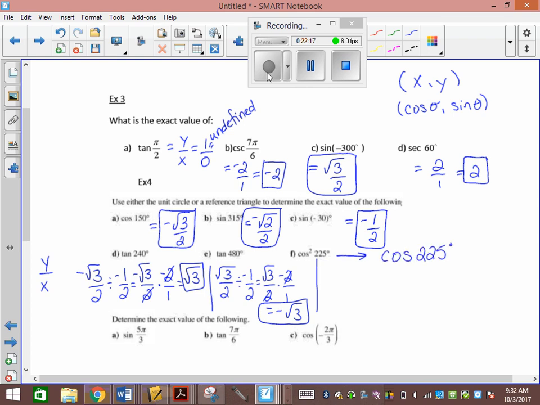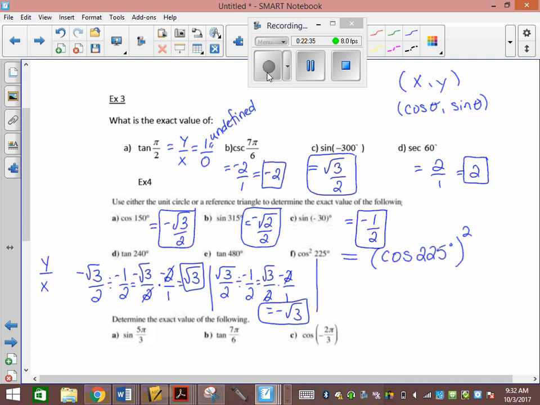225 degrees squared. I should put an equal sign, not an arrow. That's just silly. So that little squared in the middle just means cos 225, the whole thing squared.